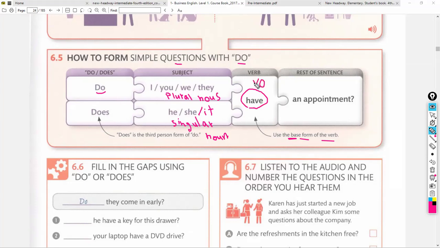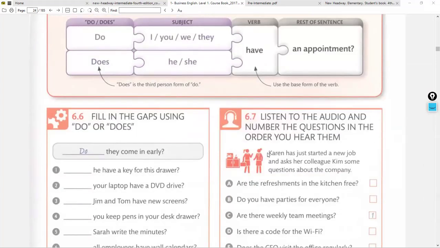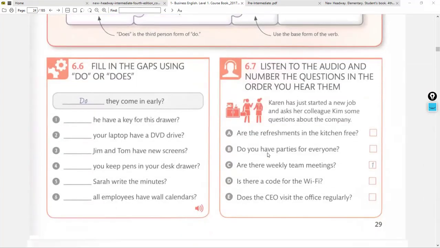So, do I have an appointment? Do you have an appointment? Do we have an appointment? And do they have an appointment? Even with he, she, it: does he have an appointment? Does she have an appointment? And even, does it have an appointment? Please be careful, because as I told you, it is easy to commit mistakes while using them.